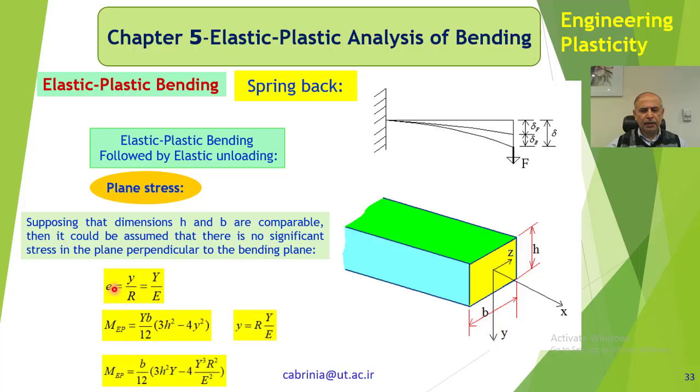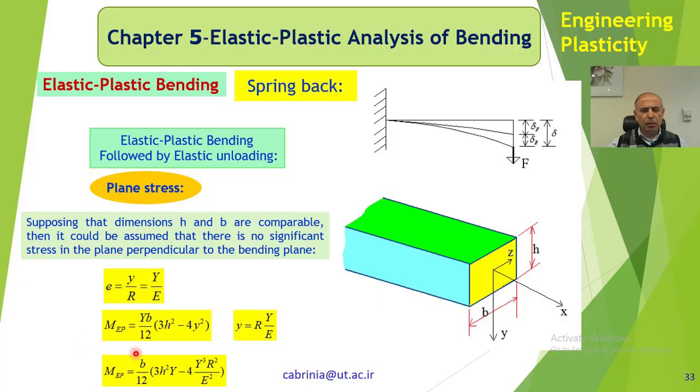Elastic strain is equal to Y over E, or Y over R. That Y was the distance of the fiber that we were considering the elastic strain for, and that R was the radius of curvature of the fiber, which is the neutral axis. And that Y is the yield stress, and that E is the modulus of elasticity.